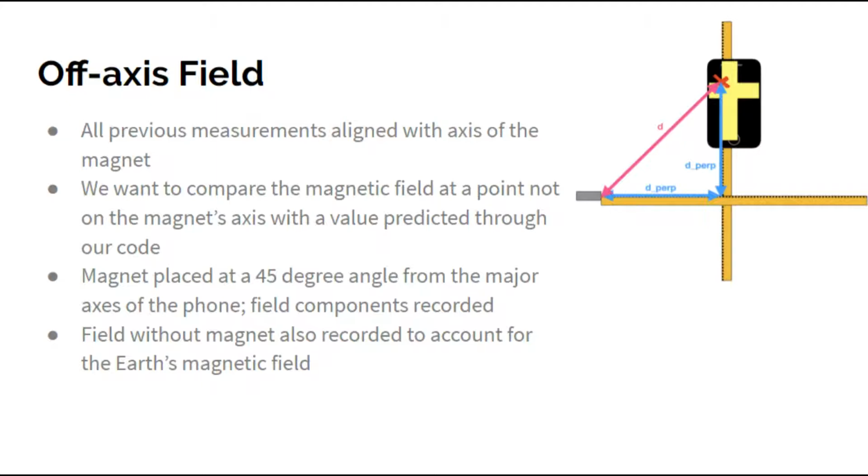We can only align one axis of the phone with the magnetic field of the Earth in order to cancel out the components of the magnetic field contributed by the Earth, so we'll need to keep track of the other one so that we can subtract it from the overall magnetic field measured by the phone to calculate the magnetic field contributed only by the magnet.